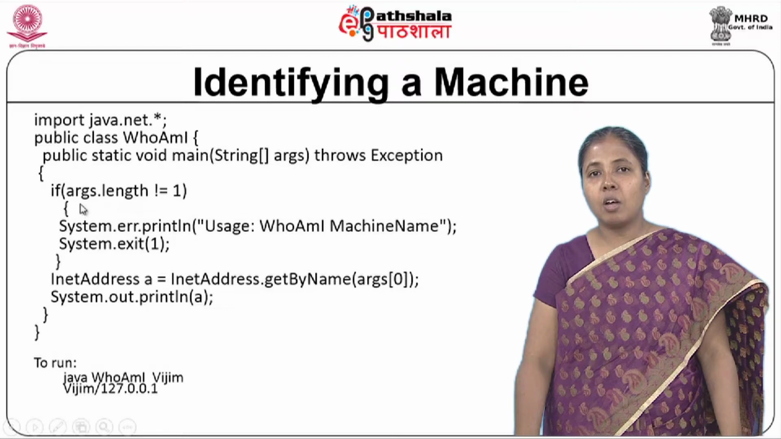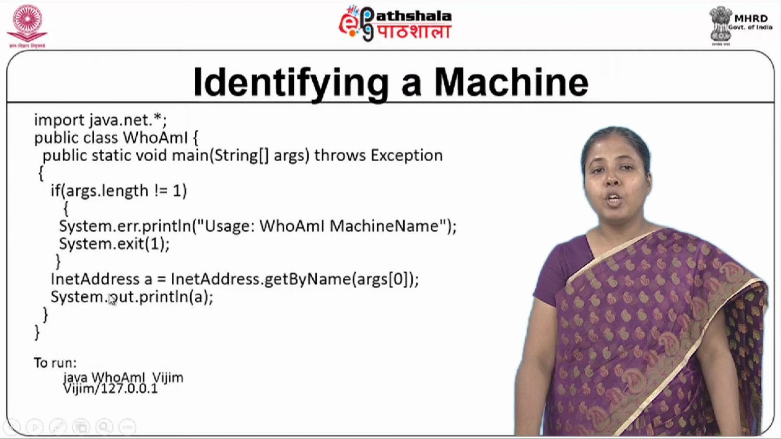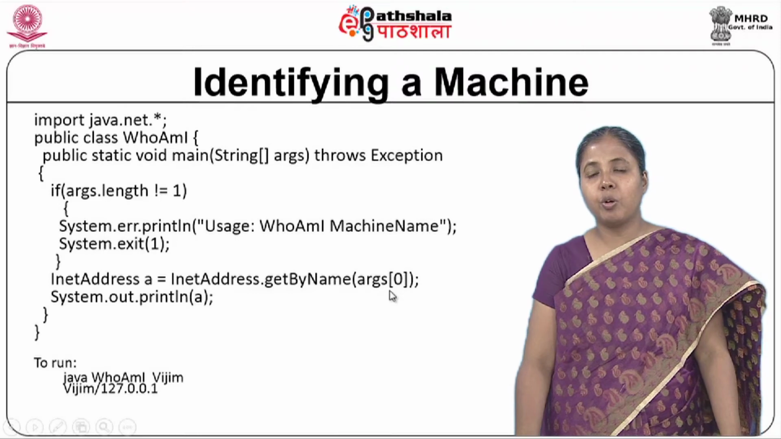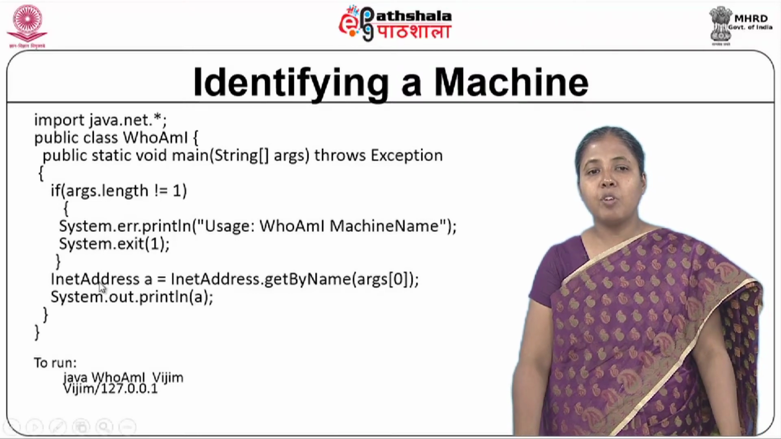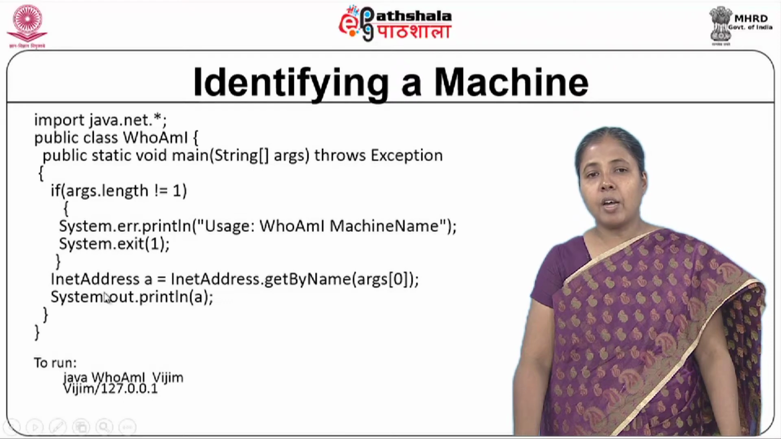So, we will check args.length not equal to 1. If you have supplied a command line argument when you execute the program, you can see here java WhoAmI, where WhoAmI is the name of the class, followed by the local machine name or system name. We use the method called getByName. So, it is InetAddress.getByName, and we give args[0], which is the first argument you have given in the command line, by which you have now created an InetAddress object.